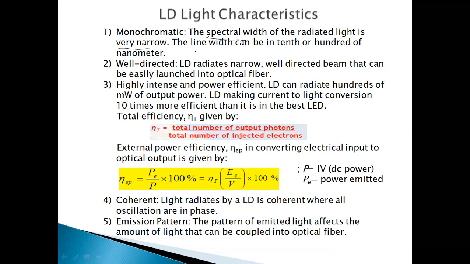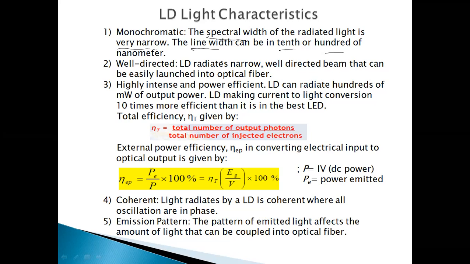And it can be said that the line width of the laser diode is very small, about 10 or hundreds of nanometers, as compared to the LED. For the LED, the spectral width or line width is quite big as compared to a laser diode. This has been covered in lecture 7 before.